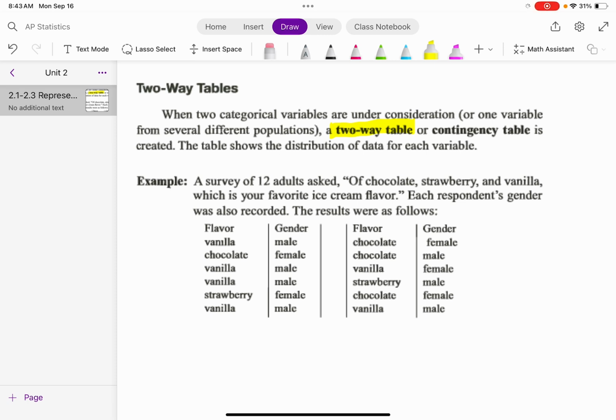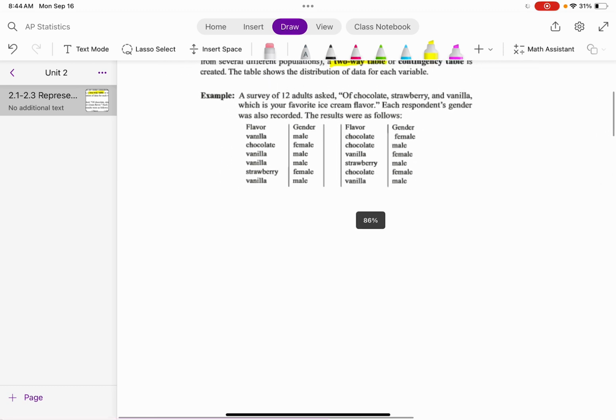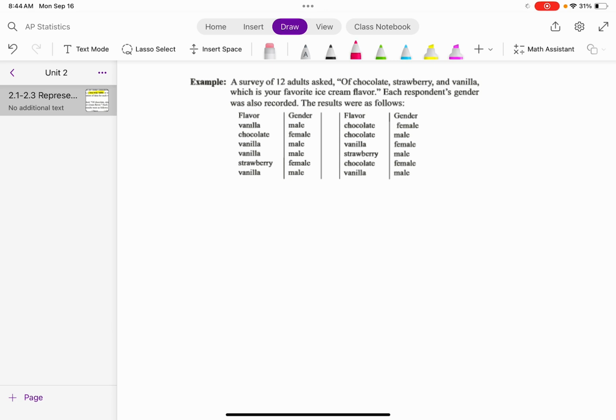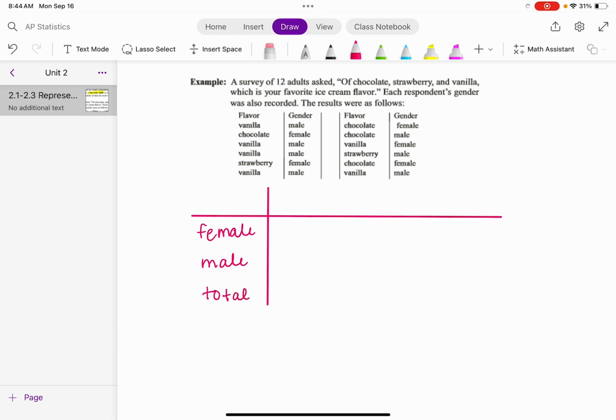So the first thing we want to do is actually create that two-way table based on the data that we have. Bear with me a minute as we draw this. Okay, I'm going to put genders over here, female and male. I'm also going to leave a space for a total. And across the top, I'm going to put the flavors. So chocolate, strawberry, vanilla. And again, I'm going to leave a place for a total.